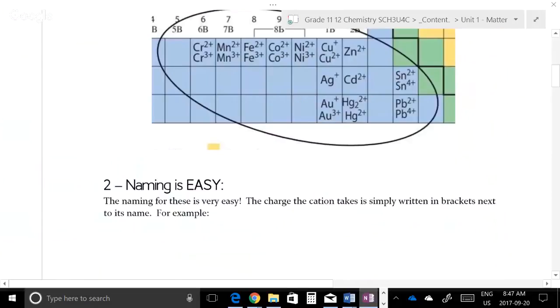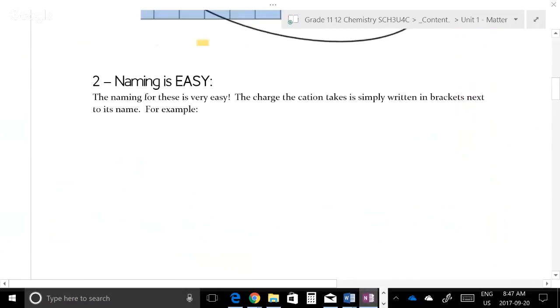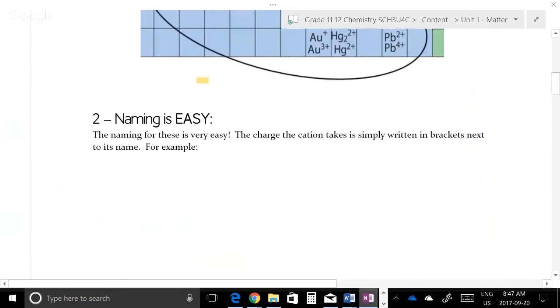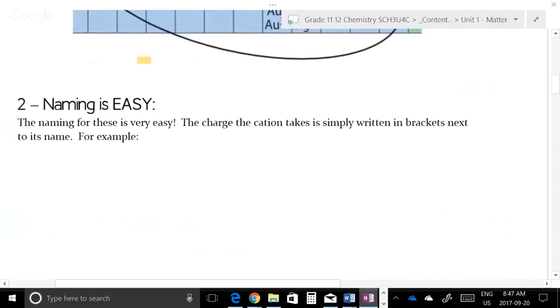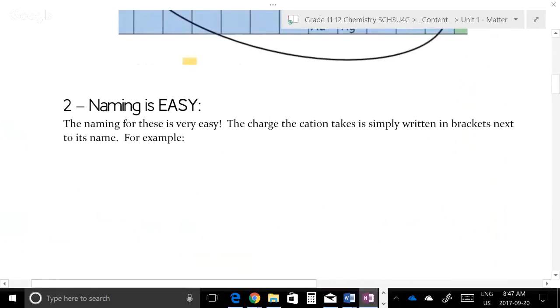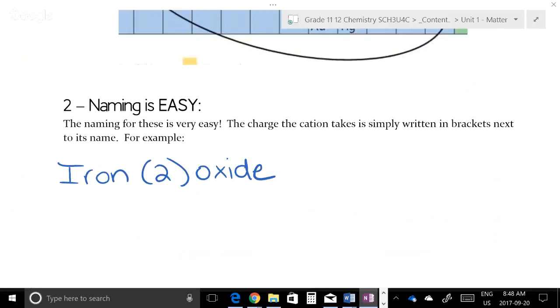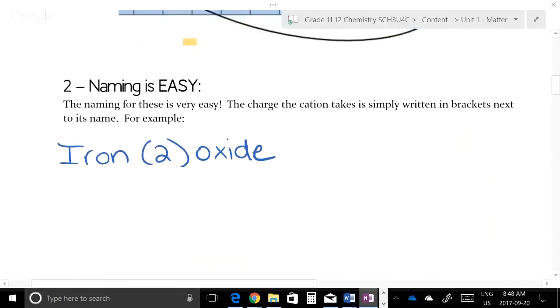Well, naming is super easy. The charge the cation takes is just written in brackets next to its name. For example, if I gave you iron 2 oxide, that tells you that it's going to be iron with a charge of 2 and oxygen. Great. Now I want you to tell me the formula of that. What is the formula of iron 2 oxide?